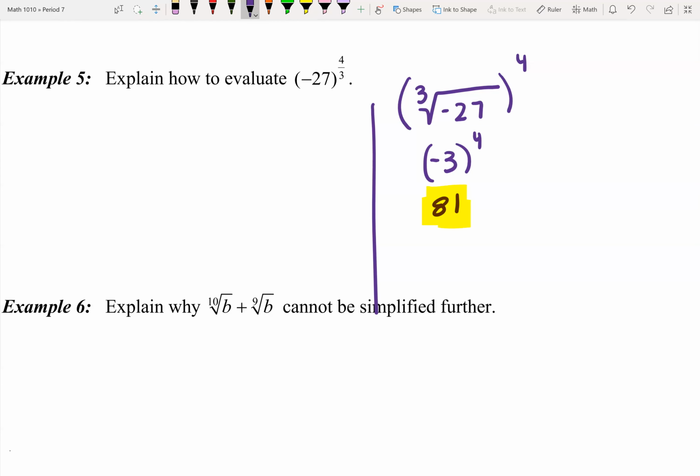So I evaluated it. Now I'm going to explain how to evaluate it. Okay, so I'm going to say, write the expression as a radical raised to the 4th.